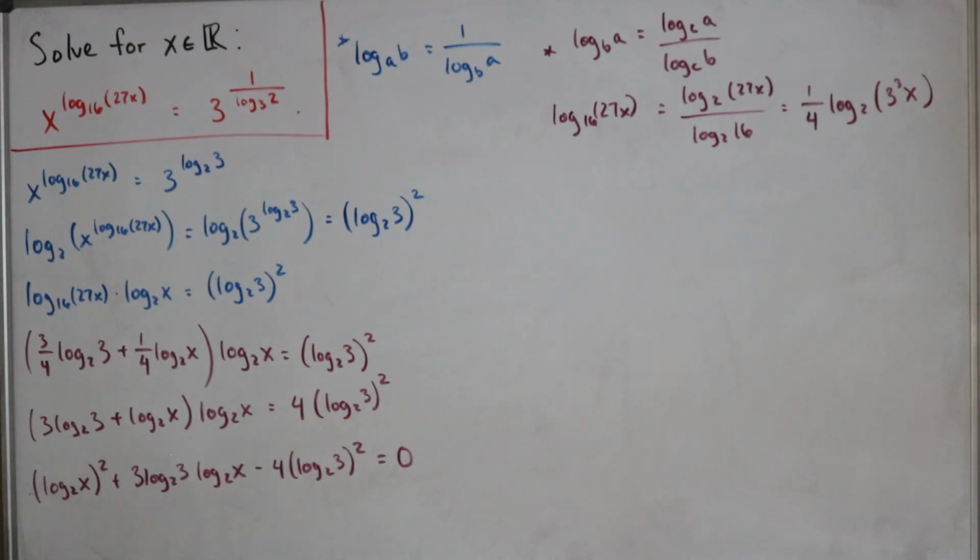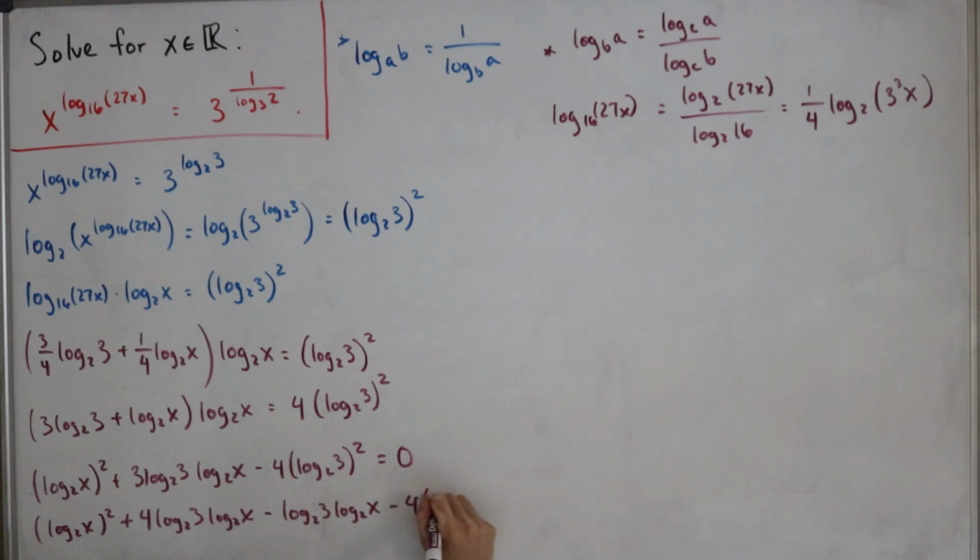So here's what I'm actually going to do. We're going to change our middle term a little bit differently. We're going to separate it out, so I have a 4 minus 1 of that term. So then this is going to be log base 2 of x quantity square, plus 4 log base 2 of 3 times log base 2 of x, subtract log base 2 of 3 times log base 2 of x, and then we're still with 4 times log base 2 of 3 quantity square equals 0. And then you can kind of see where I'm going with this in terms of the expansion.